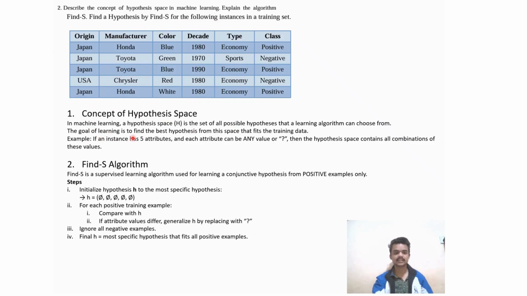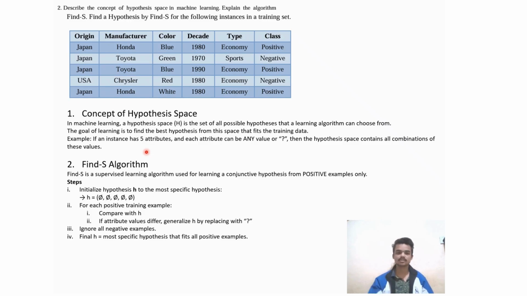Concept of hypothesis. In ML, hypothesis space is the set of all possible hypotheses that a learning algorithm can choose from. The goal of learning is to find the best hypothesis from the space that fits the training data. Example: if an instance has five attributes and each attribute can be any value or question mark, then the hypothesis space contains all the combinations of these values.